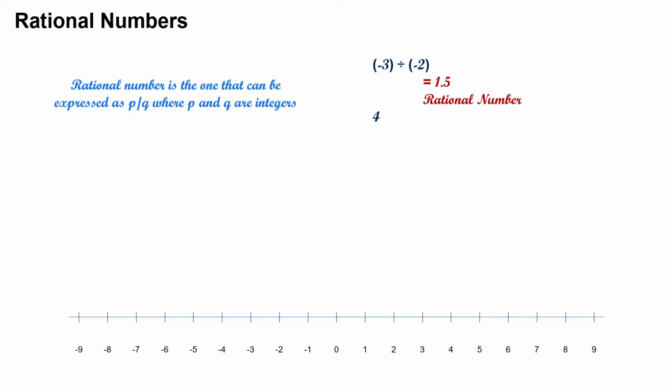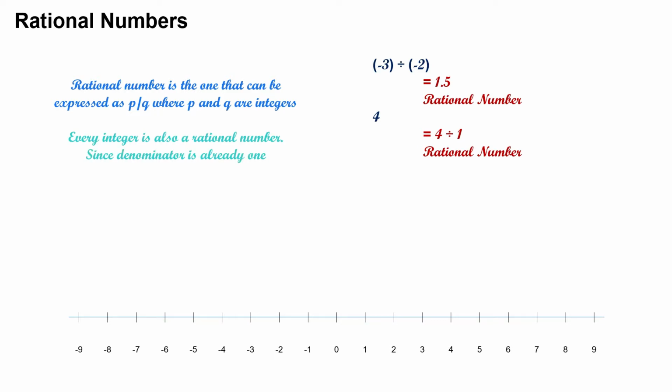What about 4? 4 can be expressed as 4 by 1, so it is a rational number. One more thing that you need to remember is every integer is a rational number. By default, the denominator of every integer is 1. So every integer is a rational number. What about 0.5? Now 0.5 can be written as 1 over 2, 2 over 4, 3 by 6, 4 by 8, but 1 over 2 is the simplest form. So yes, 0.5 is a rational number.